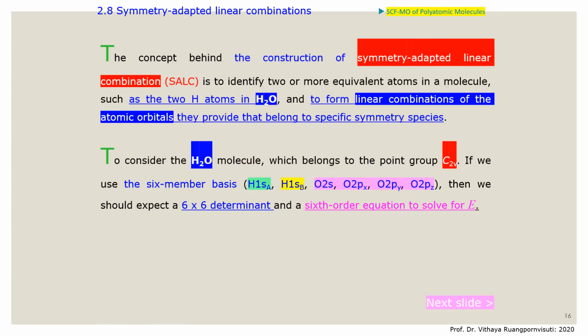The symmetry adapted linear combination. The concept behind the construction of a symmetry adapted linear combination, which is denoted by SALC, is to identify two or more equivalent atoms in a molecule, such as the two hydrogen atoms in a water molecule, and to form linear combinations of the atomic orbitals they provide that belong to specific symmetry species.